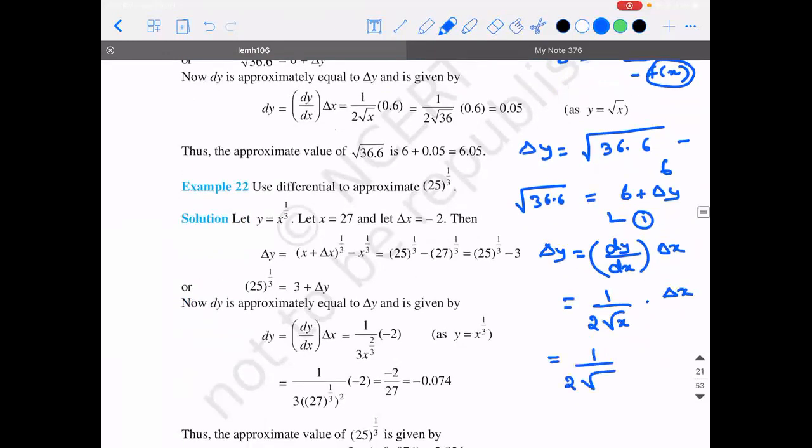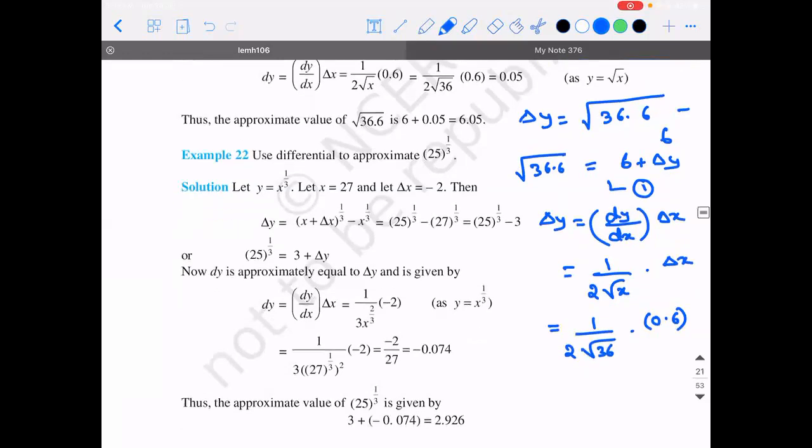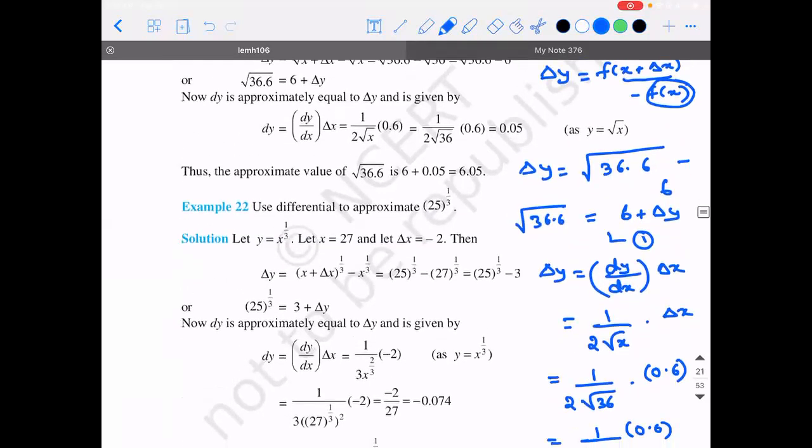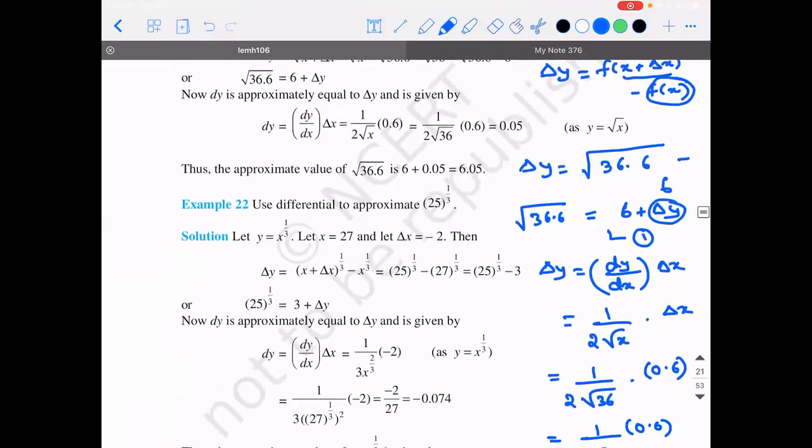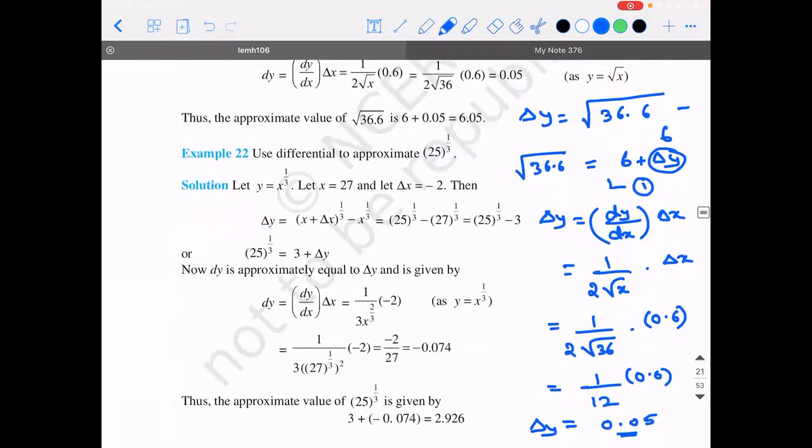So 1 by 2 root of, what is the value of x? It is 36, into, how much is the value of delta x, guys? 0.6. So it will be 1 by 12 into 0.6. How much is this? It will be 0.05. Means the value of delta y is 0.05. Take that and substitute it in 1. That will give you the answer as 6.05. So the approximate value of square root of 36.6 is 6.05.